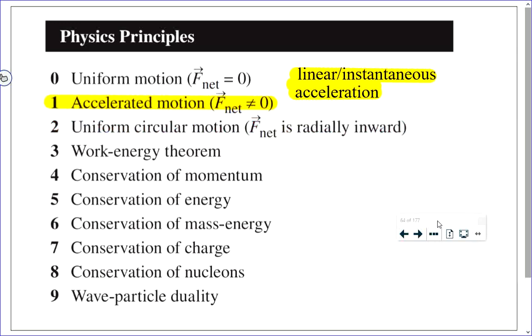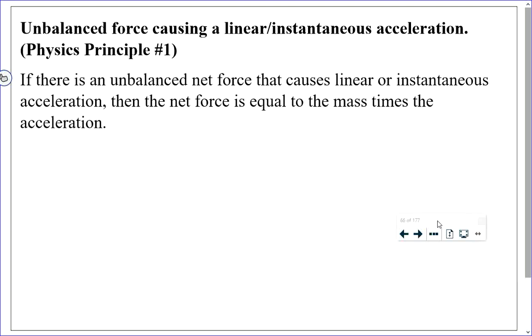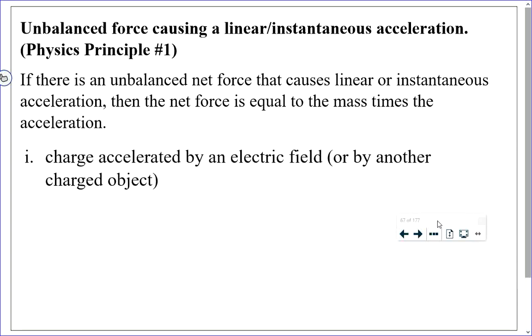So this is what we're dealing with right now: accelerated motion that's linear or what's called instantaneous. Linear means you're speeding up or slowing down in a straight line. I'm going to get to instantaneous in a minute or two. So what are the situations we can encounter where there's an instantaneous acceleration or a linear acceleration? Well, basically, if there's a single force acting on that object, that single force is the net force, and it's going to cause an acceleration. And provided that force is either in the same direction as the original motion or in the opposite direction, that's what we call linear acceleration.